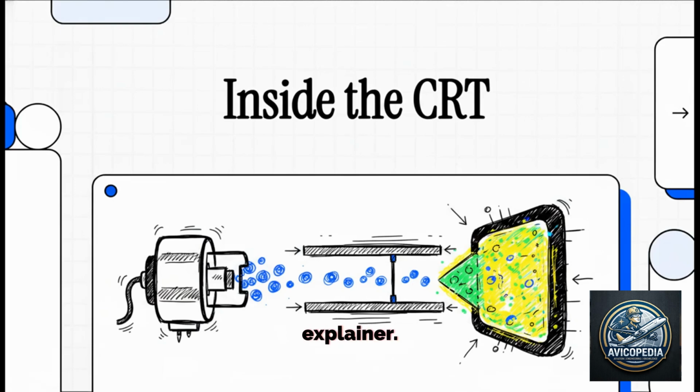Welcome to this explainer. If you've ever found yourself looking at the incredibly slick, paper-thin screens we use today and wondering how in the world did we actually get here, well, you're in exactly the right place. Today, we're unpacking the fascinating and totally invisible physics that operated inside a classic piece of tech, the cathode ray tube. Let's dive right into how these marvels of engineering actually worked.